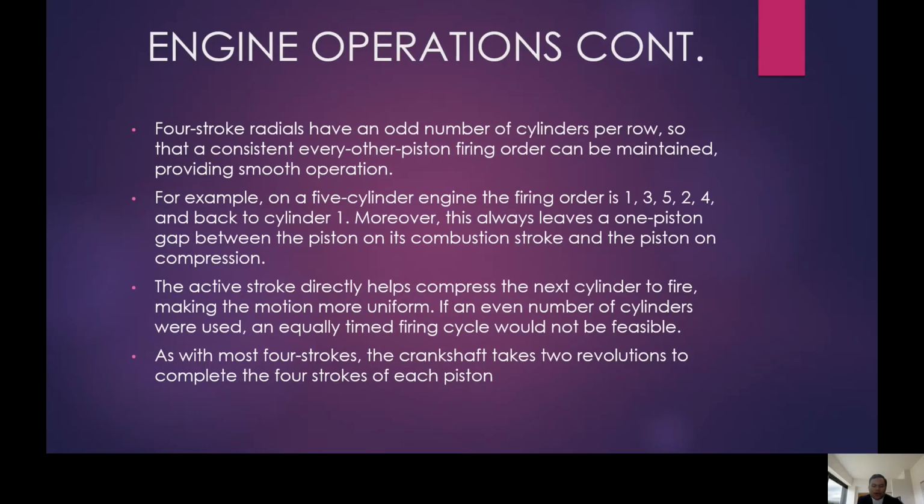Each row of cylinders always had an odd number in the radial 4-stroke type. It is possible to maintain an exact firing order for each piston, providing smooth handling. The engine does this when the 4 strokes are finished by 2 crankshaft revolutions. A 9-cylinder radial engine had a firing order of 1-3-5-7-9-2-4-6-8 and rotated back to cylinder number 1.